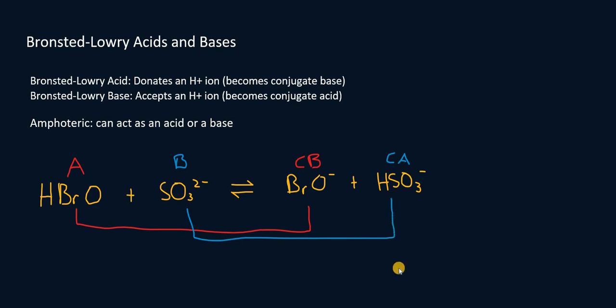Like that. And whenever you have these transformations, whether you lose a hydrogen or you gain a hydrogen, they're called conjugate pairs. So the acid and the conjugate base form a conjugate pair, and the base and the conjugate acid form a conjugate pair. Another important thing to point out is that these reactions almost always happen at equilibrium. So they don't necessarily always move in the forward direction.